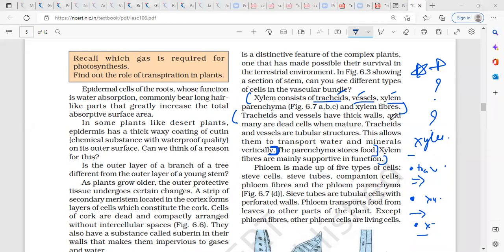I hope it's clear how you have to make notes. First of all, you will write xylem and that it consists of these. Then you will write tracheids and vessels have thick walls, and they transport water and minerals vertically. Then parenchyma stores food, and xylem fibers have a supportive function. So quickly write it down.